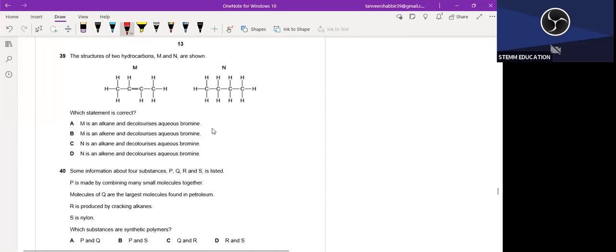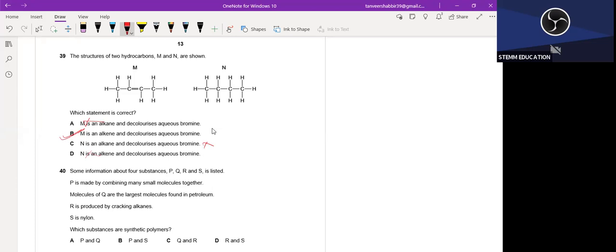Now the structures of two hydrocarbons M and N are shown. Now M is alkane. No, M is not alkane. M is alkene. Yes, M is alkene. Now N is alkane. Yes, N is alkane, but the others are not. So this one and this one are the wrong answers. Now decolorizing bromine. In alkane, there is no reaction for decolorization. So the answer of 39 should be B.